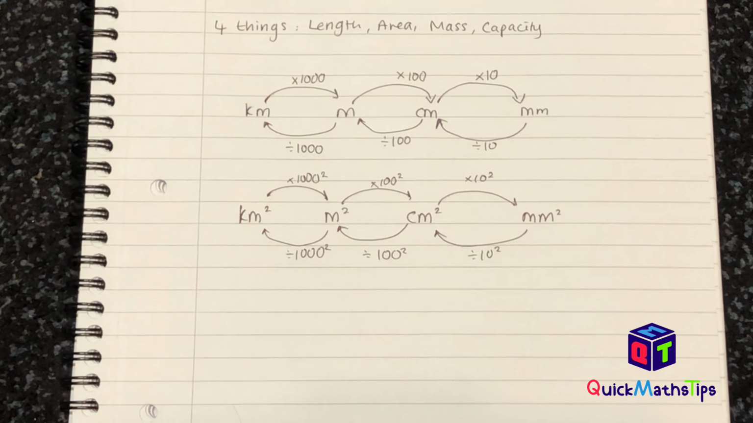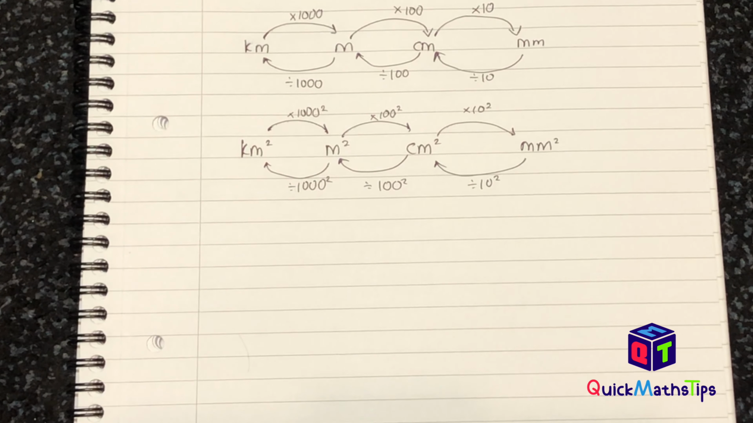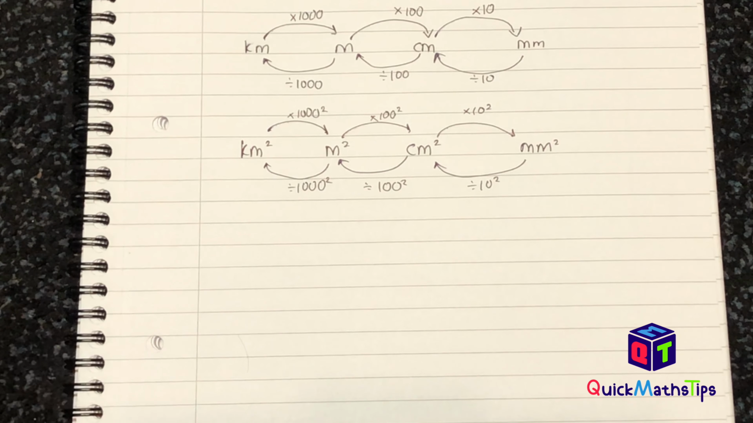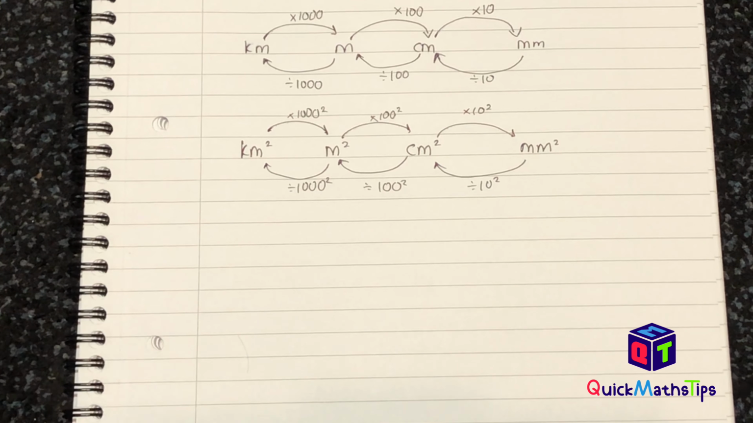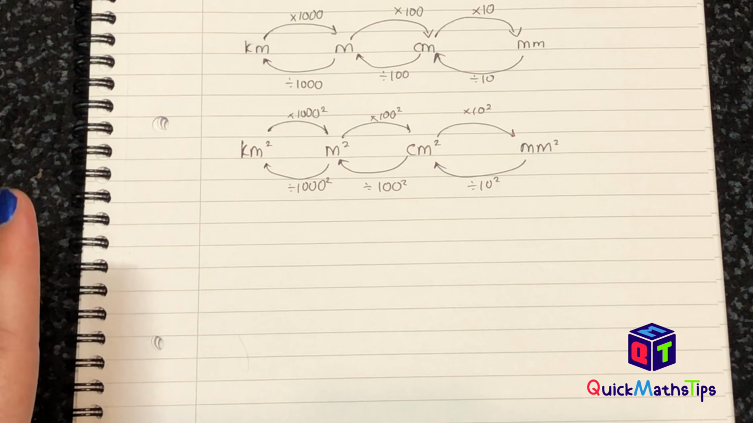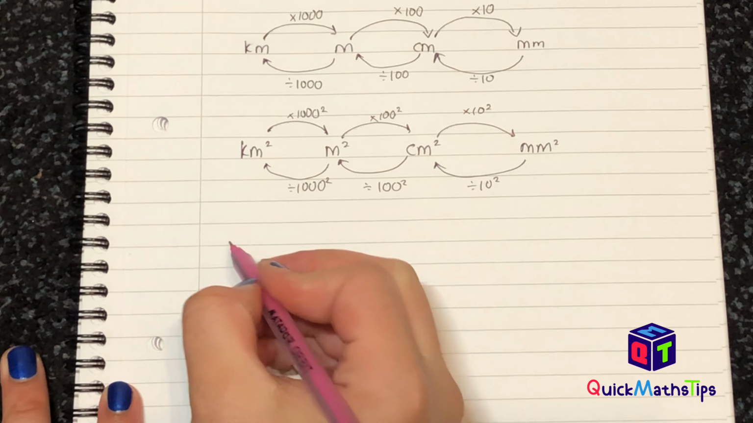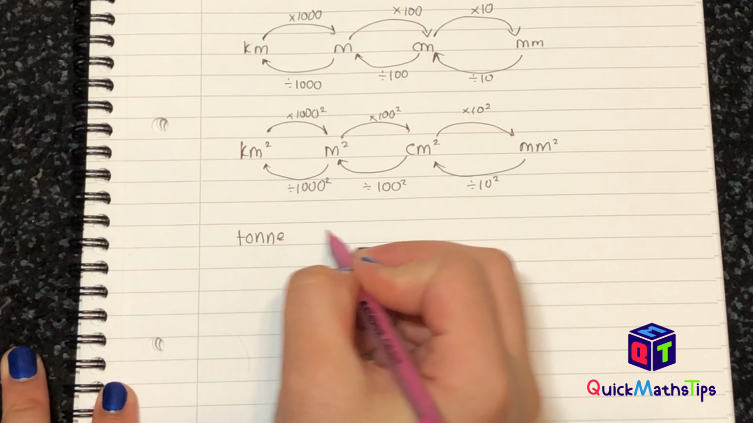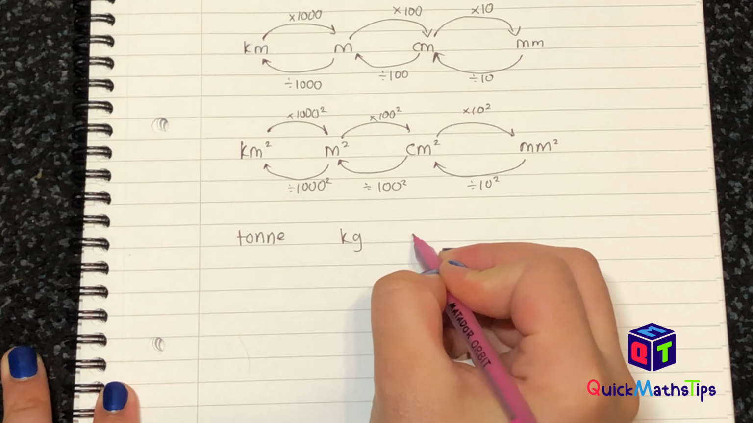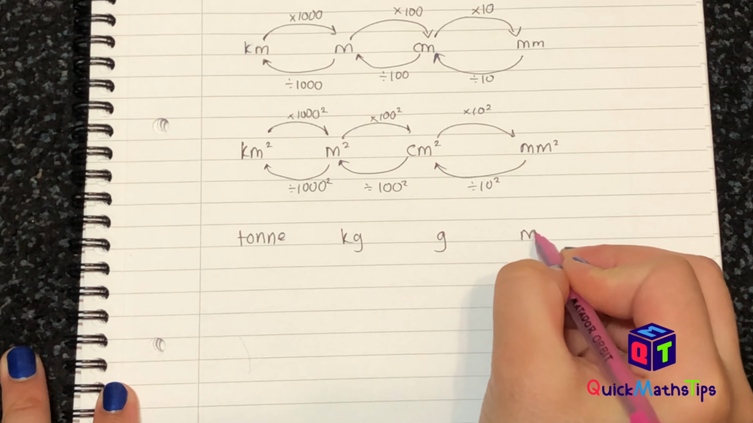Okay? Next thing we're going to have a look at is mass. Mass is like how heavy something is. So your weight, basically. That's the easiest explanation. I'm going off track. Let's draw out our diagram for mass. Okay, so for this one, we've got a ton. That's the biggest. We've got kilograms, we've got grams, and you've got milligrams.